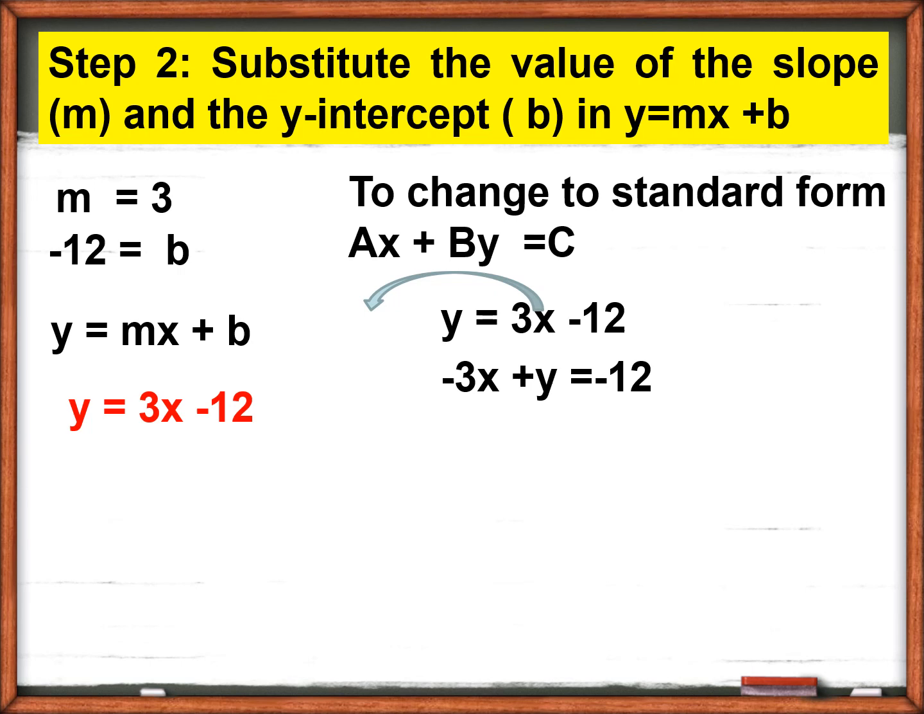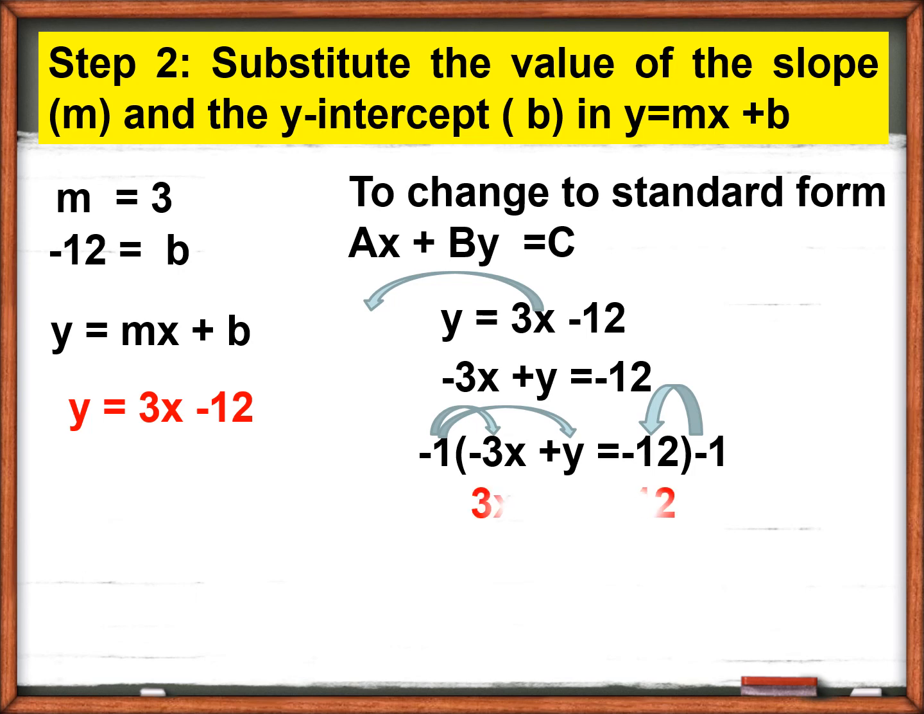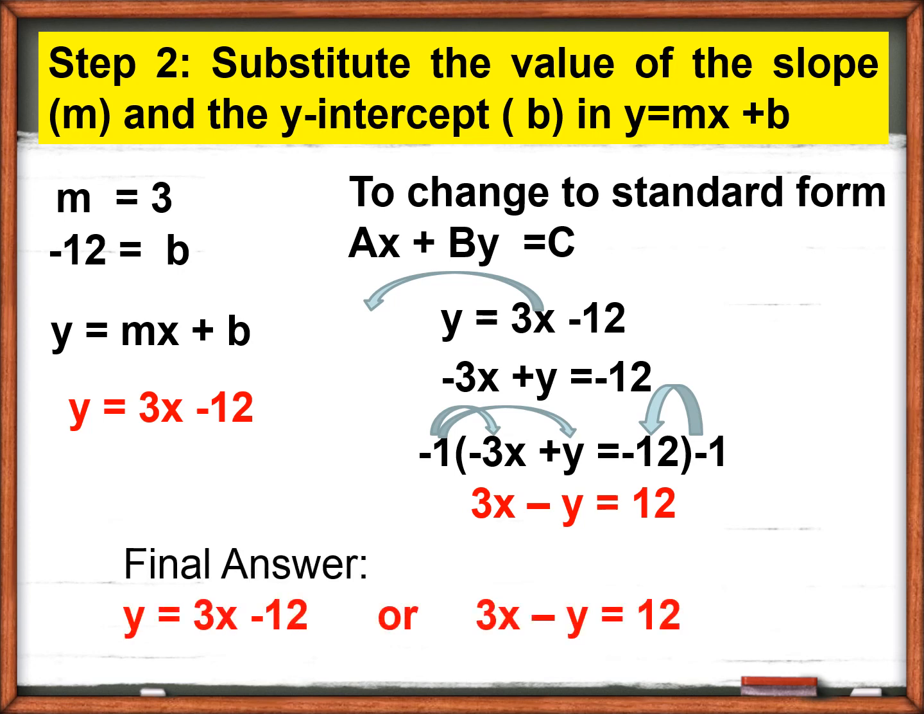But since we want to start with an equation containing a positive first term, we can multiply both sides of the equation by negative 1. So negative 1 times negative 3x, negative 1 times positive y, and negative 1 times negative 12. The result is 3x minus y equals 12. So our final answer could be y equals 3x minus 12, or 3x minus y equals 12.